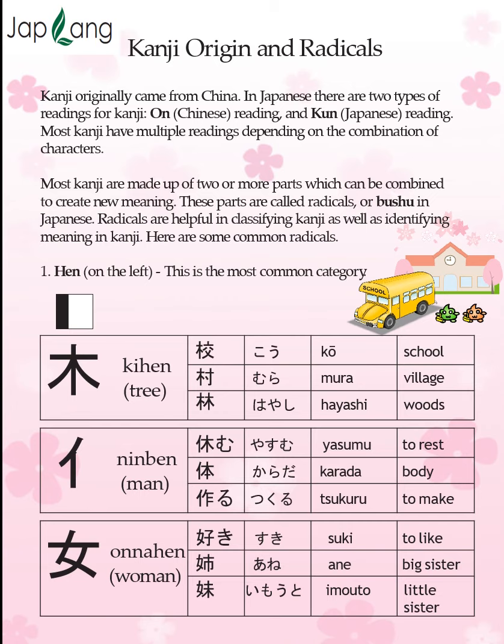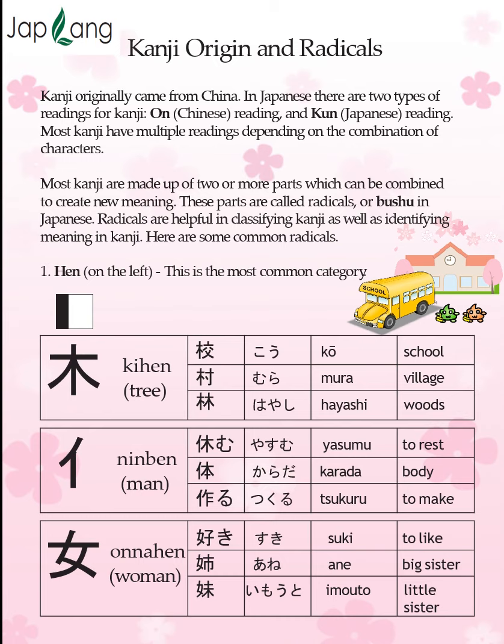Most kanji have multiple readings depending on the combination of characters. Most kanji are made up of two or more parts which can be combined to create new meanings. These parts are called radicals, or bushu in Japanese. Radicals are helpful in classifying kanji as well as identifying the meaning of the kanji. Here are some common radicals. We will not go into very minute detail, but we should also know what the radicals are.